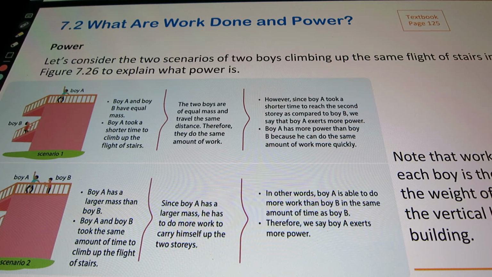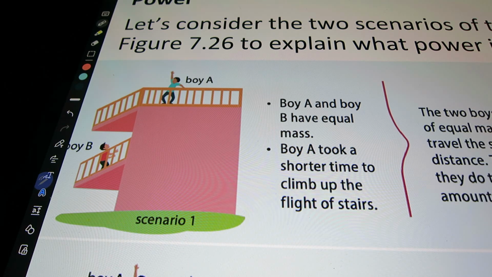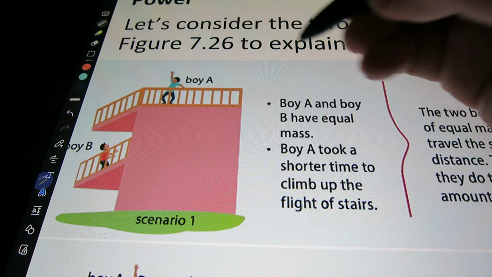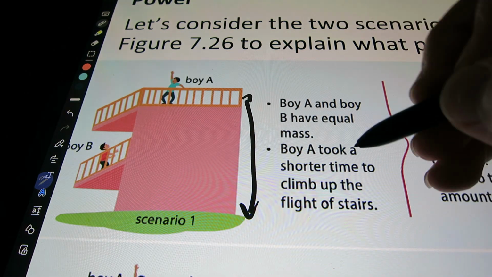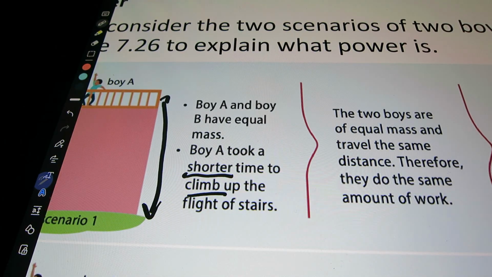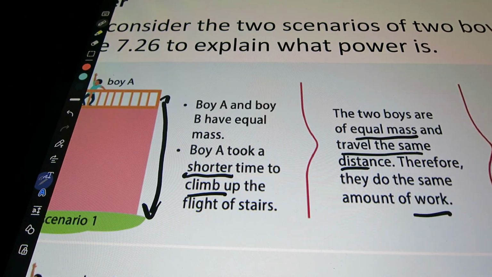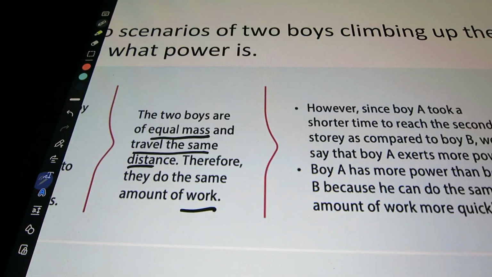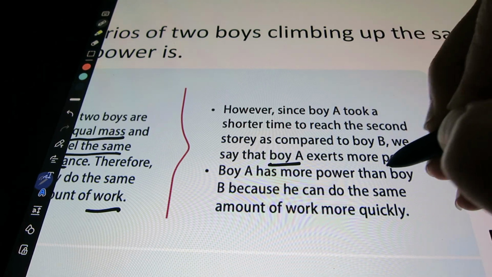So let's look at this situation. I have two boys of the exact same mass. Boy A and boy B are both climbing the same distance from here to here. Boy A, however, took a much shorter time to climb up the stairs. Boy B took a much longer time. So now if we look at it, the boys both have the equal mass and they travel the same distance. Therefore, the work done is the same. Alright, but boy A took a shorter time to reach than the second boy, which means that boy A exerts more power.